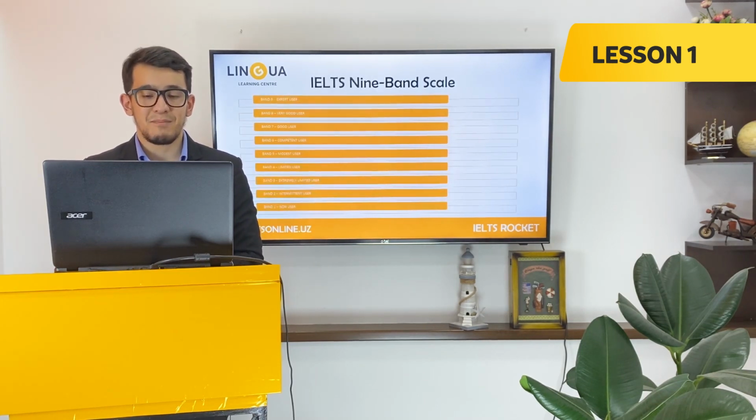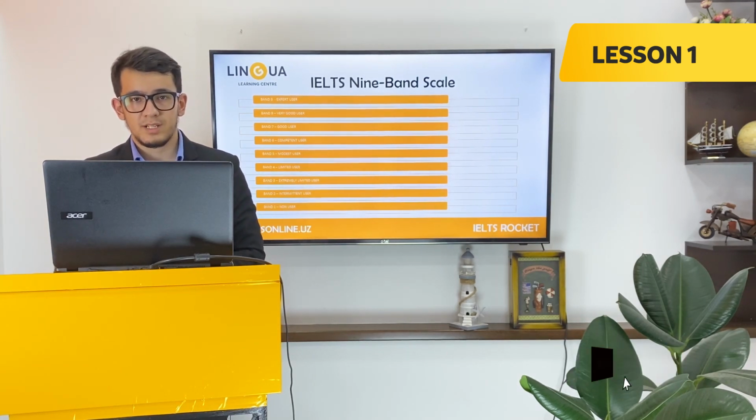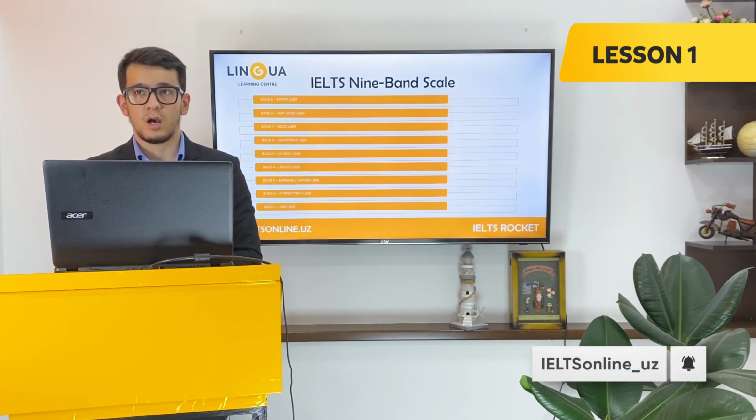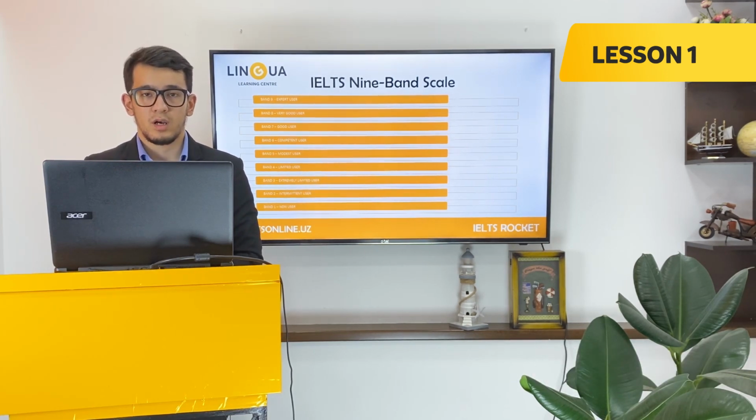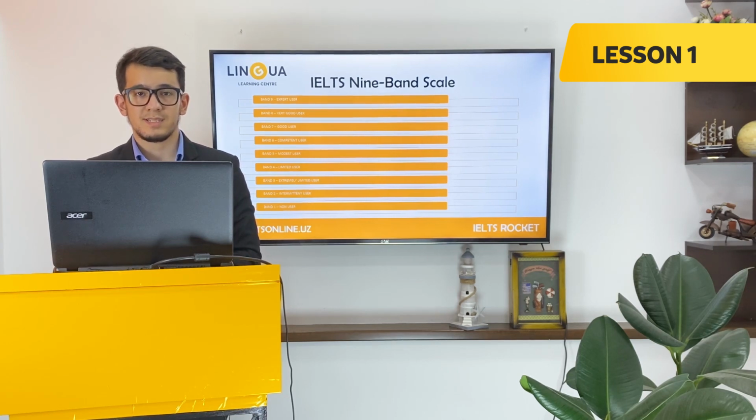There is a 9-band scale in IELTS, from 0 to 9 actually. Usually the average is about 5 in Uzbekistan, 5.5 and 6, around that number. And our objective in the IELTS Rocket course is to improve the quality of your writing and reach the band of 6, which means a competent user. So this is the band that we're looking for, and hopefully after finishing this course you can get this or even a higher band after your exam results are released.